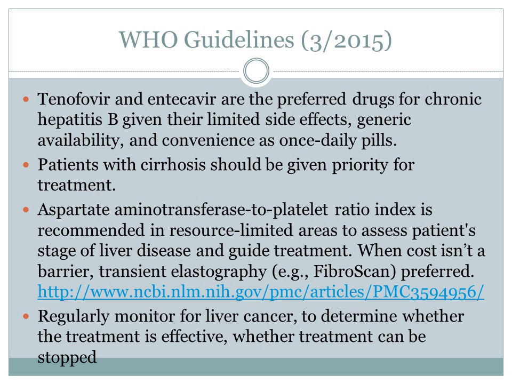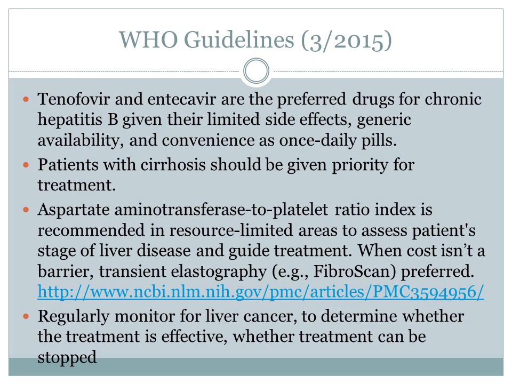The WHO guidelines were just put out this month, and you see that the 2 antivirals are listed as preferred drugs for chronic hepatitis B because of their limited side effects, convenience, and availability. Sicker patients naturally should be given higher priority for treatment. And the blood test, the AST to platelet ratio index, is recommended as a resource when there are limited areas of access. However, if financial issues aren't a barrier, then we use the FibroScan.